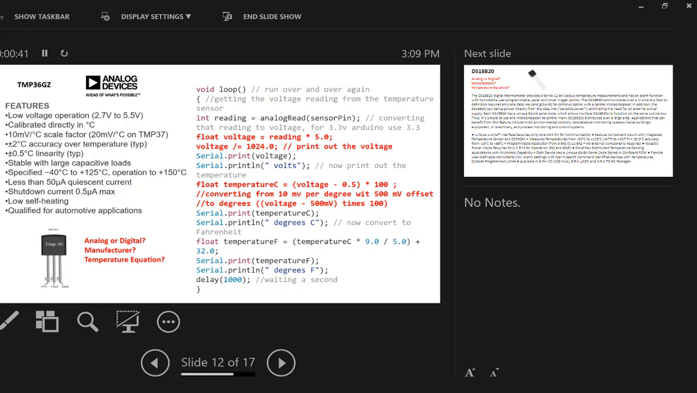And there's an equation provided in the data sheet. Just follow the equation and program your microcontroller to convert the analog signal into a digital temperature signal. It's actually provided in their data sheet. And you don't need to ask why, because just use it. That's what they are asking you to do. Okay, keep in mind, this sensor, TMP36, it's an analog output.